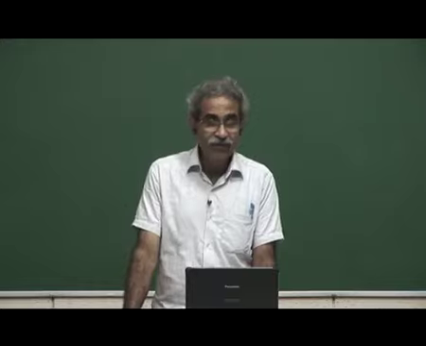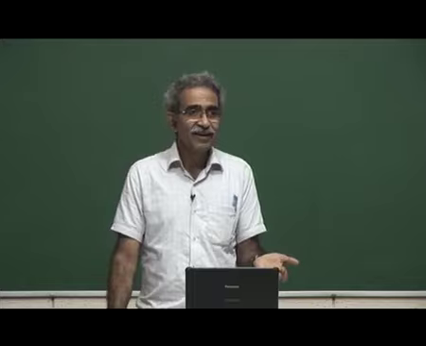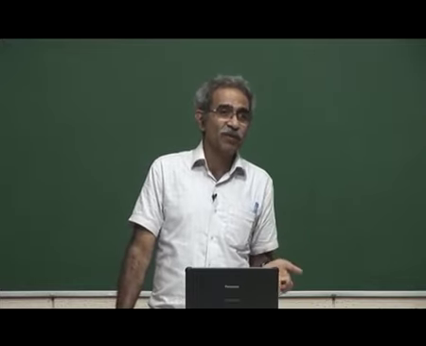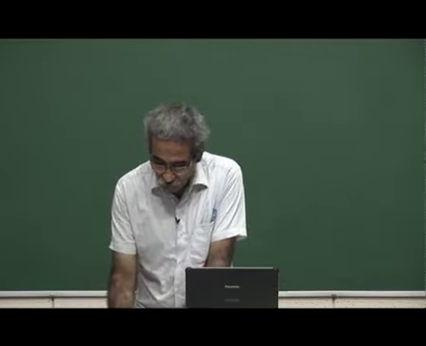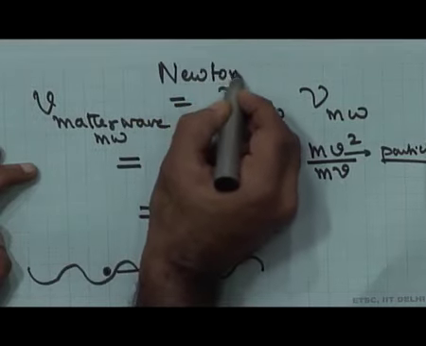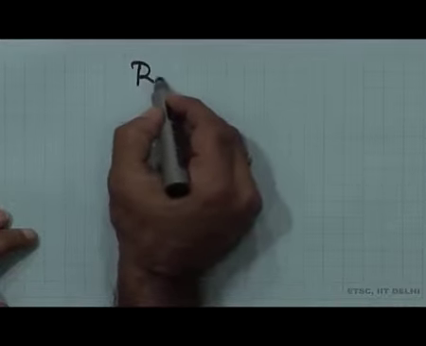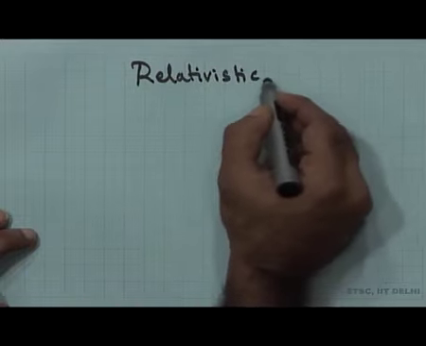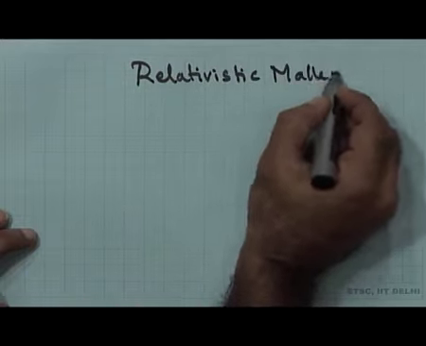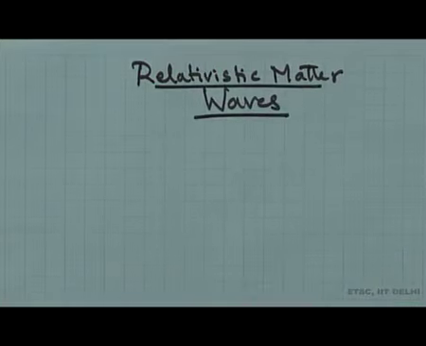So it may occur to us that what we should be doing is not use the non-relativistic expression, but we should use the relativistic expression. Then perhaps everything will be fine, and then I will take a limit. So this was Newtonian. Now what I will do is I will use the relativistic expression and see what I will get. So we look at relativistic de Broglie waves, matter waves. Let us look at that.